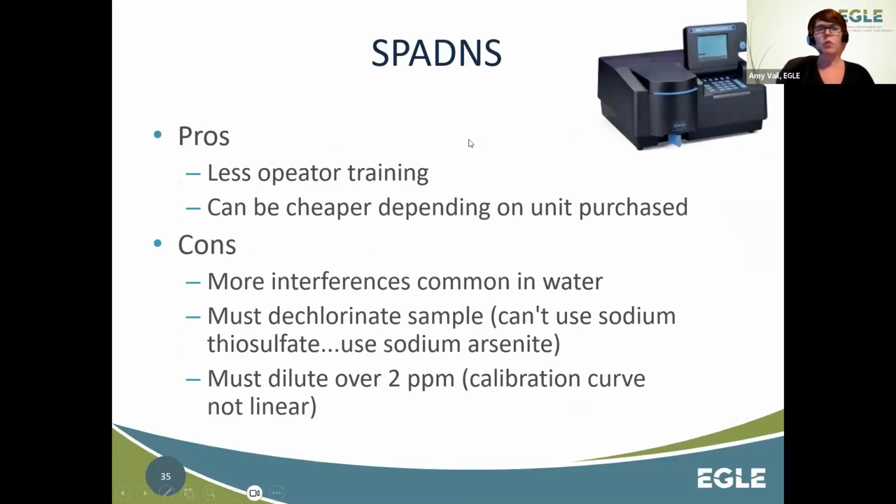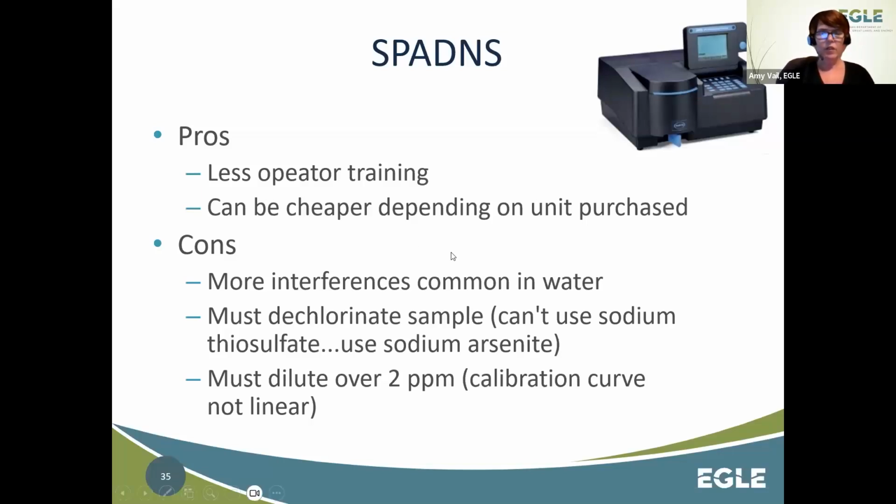Again, some pros with this one: less operator training, because it's something that you do often with other tests, so you're used to the colorimetric method. People who don't use probes, you do have to train them on calibrating and doing different things with the probes, looking at slopes. It can be cheaper depending on what you're doing. If you are only doing a few measurements every once in a while, it could be cheaper than the probes. Again, the probes are more expensive, but if you're doing a lot of samples, the probes can be more cost effective. You just have to look at what your lab is doing.